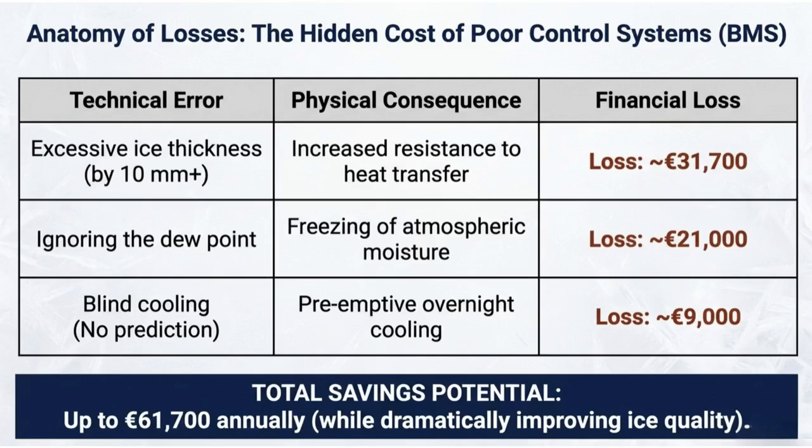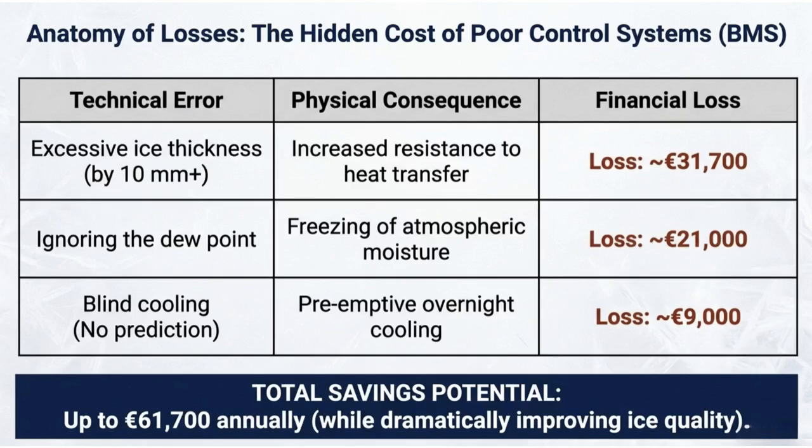Having 10 millimeters more ice than necessary costs approximately 31,700 euros annually in wasted electricity. Second, ignoring the dew point. If the system doesn't react to humidity and must constantly freeze atmospheric moisture, you lose about 21,000 euros per season.